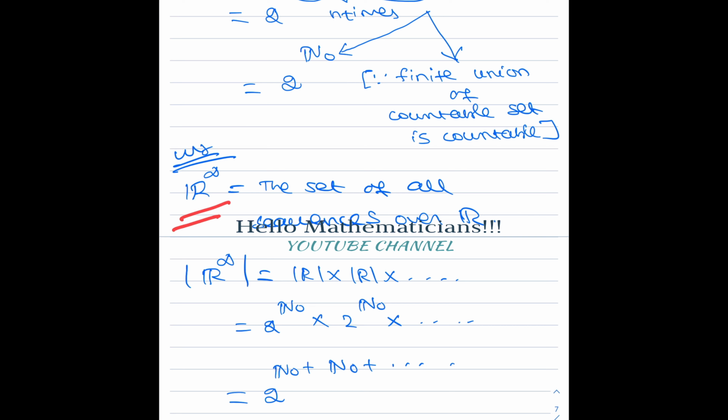What is R power infinity? R power n means it will have n-tuples. Infinity means it will have infinitely many tuples, so basically they are sequences. If it's a sequence, it will have infinitely many terms. That can be thought of as an infinite tuple also. So R power infinity is another symbol for the set of all sequences over R.